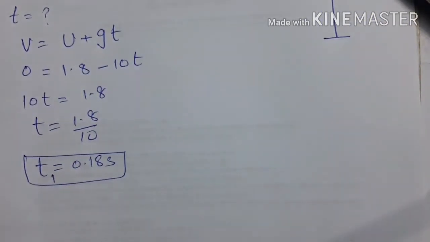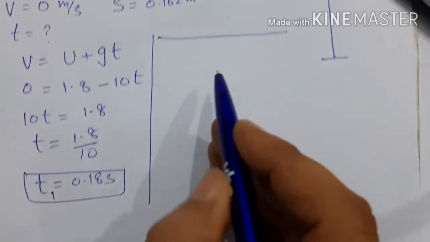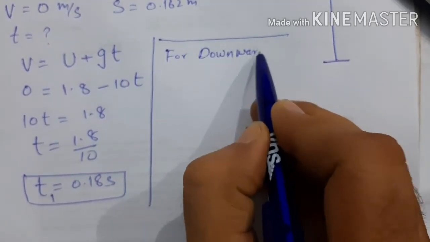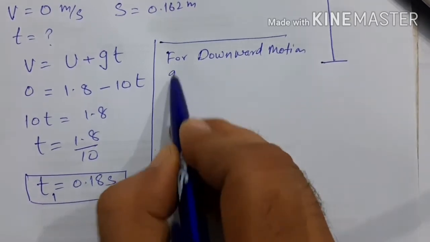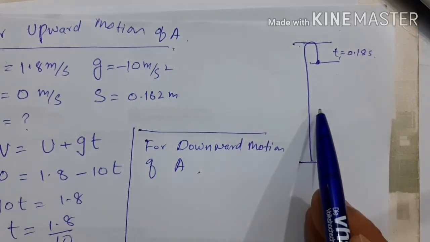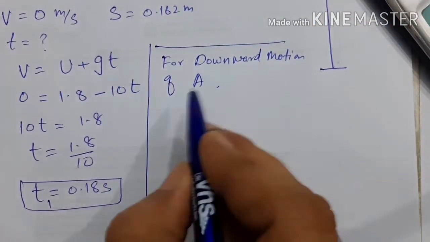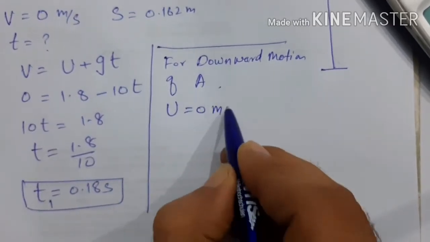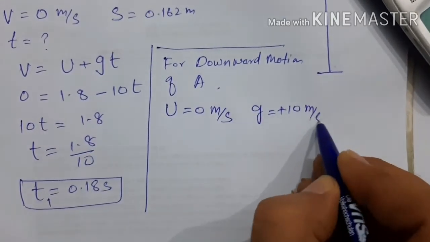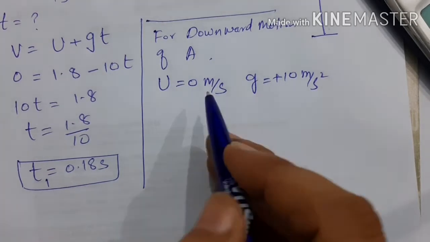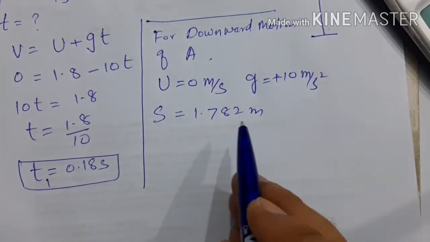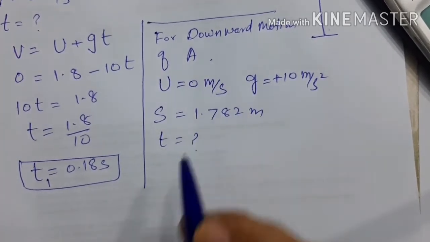This will be for the downward motion of A. Now the particle will stop here and then move back, so u is 0, and g will be plus 10, as the particle is moving towards the gravity. Distance is 1.782 meters as in the previous part, and the time we need to find.